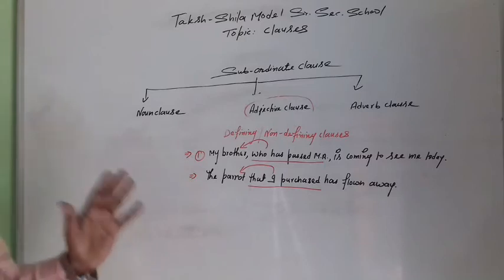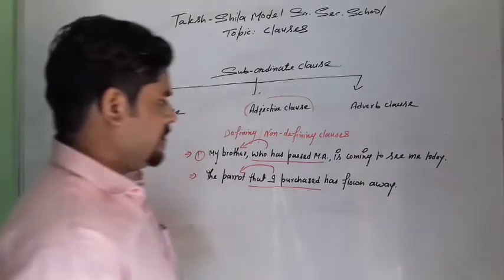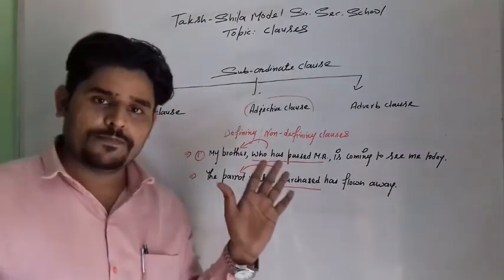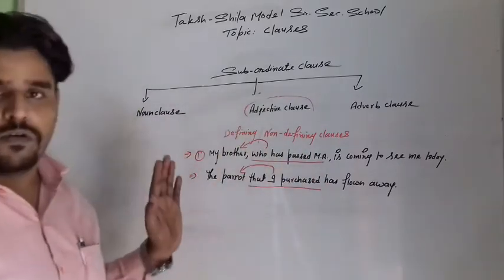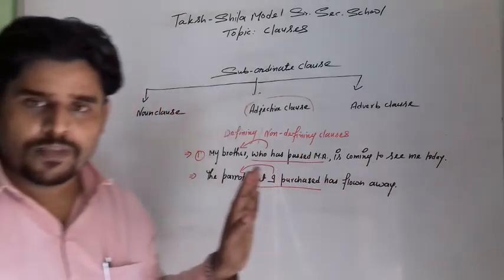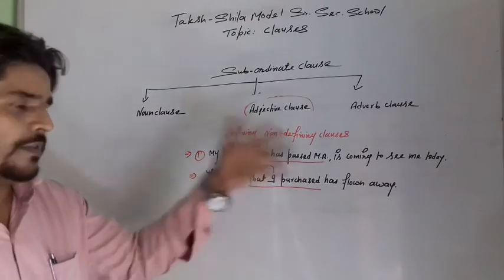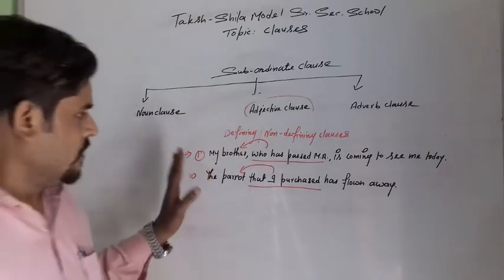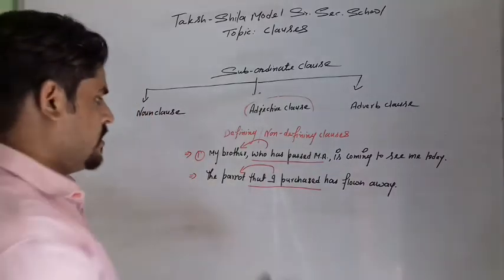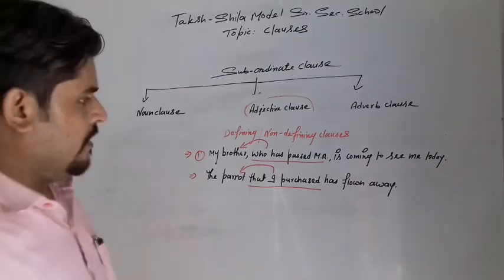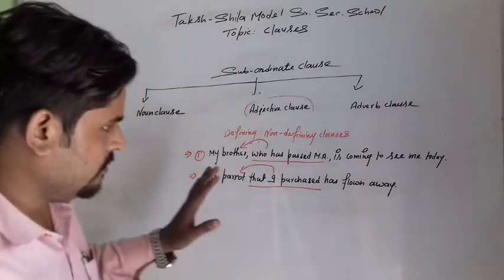Does the meaning of the sentence change or not? Let us see. My brother is coming to see me today. If we just remove this clause, this is just additional information given about the subject, and the sentence is still giving the complete sense, or it is able to give its meaning without the help of this clause. So we come to know this is an extra or additional information given about the subject, my brother. Its removal does not actually affect the meaning of the sentence.